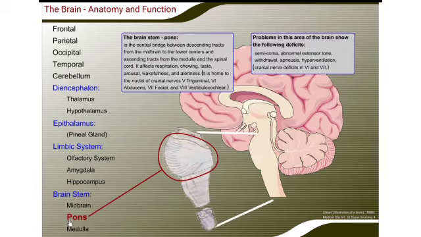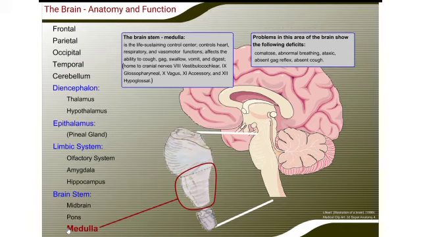Pons is the central bridge between descending tracts from the midbrain to the lower centers and ascending tracts from the medulla and the spinal cord. It affects respiration, chewing, taste, arousal, wakefulness, and alertness. Problems in this area of the brain show the following deficits: semicoma, abnormal extensor tone, withdrawal, apneusis, and hyperventilation.